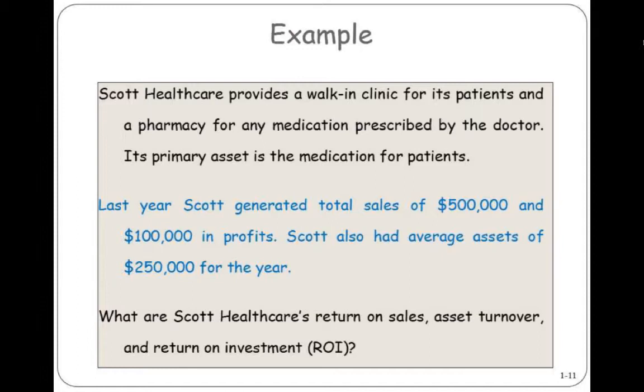And what's your asset turnover? No, it's revenues over assets. So it's 500 over 250. So it's 2. Notice it talks about average asset value. You tend to take the middle value for a period. So your ROI would be 0.4 or 40%. That's your ROI in this case.